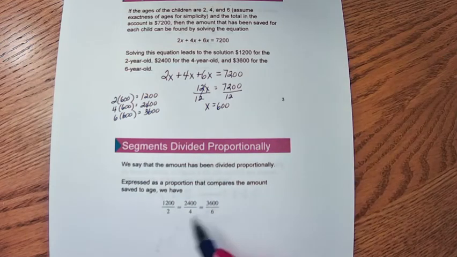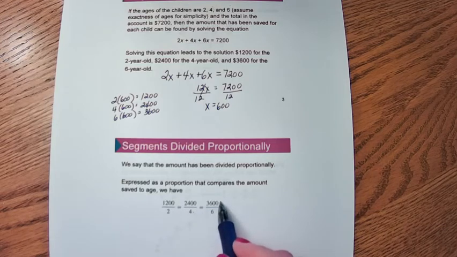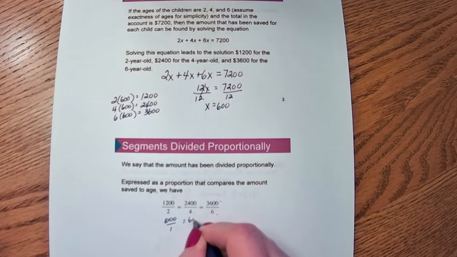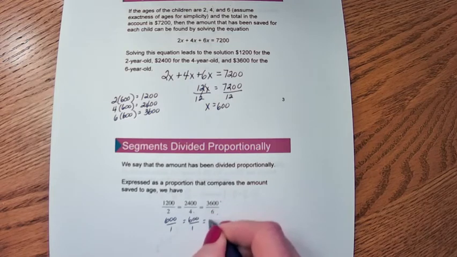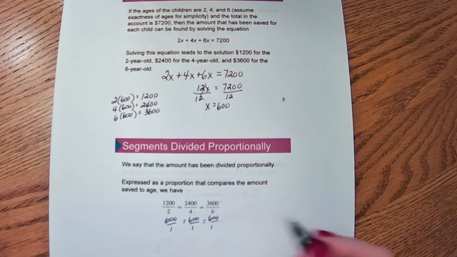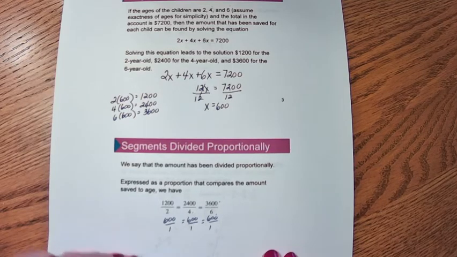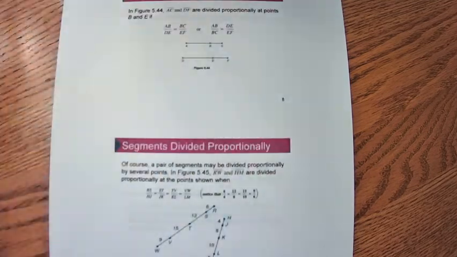So expressed as a proportion would be $1,200 for the 2-year-old, $2,400 for the 4-year-old, $3,600 for the 6-year-old. These are all equal because this is going to equal 600 over 1. This can be reduced to 600 to 1, and this can be reduced to 600 to 1. In other words, they each got $600 put away for them per year. So that's kind of a real-world example or a finance example.